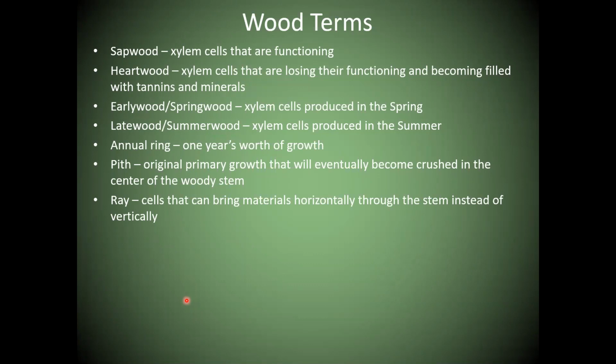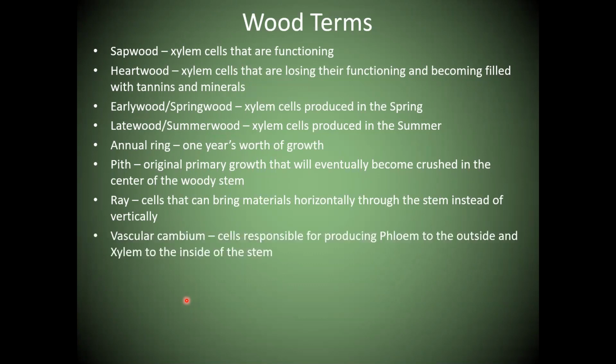The rays, which I just showed, are radiating cellular parts. Those are the vascular rays, cells that can bring materials horizontally through the stem instead of vertically. Vertical distribution is handled by the vascular bundles, which are vascular tissues. Rays collect materials from the vascular tissues and transport them elsewhere horizontally. Vascular cambium, I also mentioned what that is.